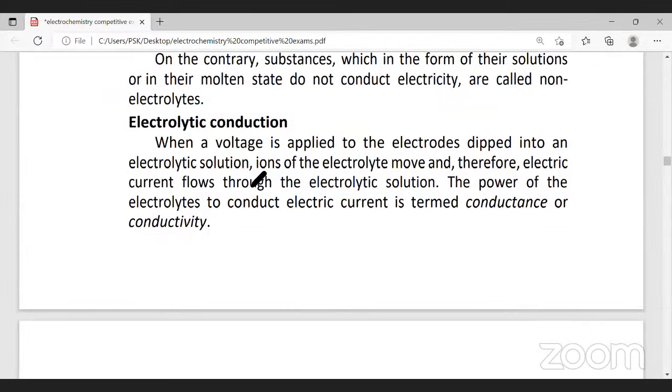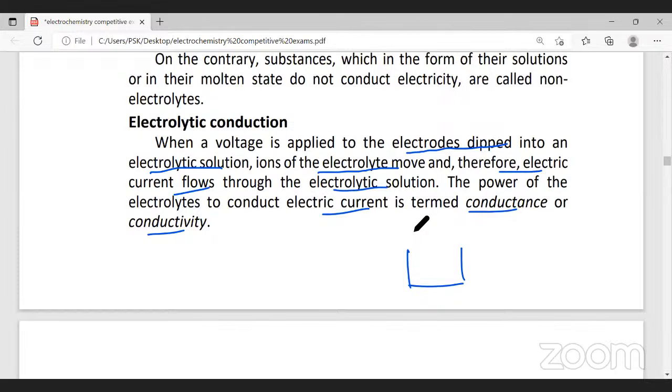Now, electrolytic conduction. When a voltage is applied to the electrodes dipped into an electrolytic solution, ions of the electrolyte move and therefore electric current flows through the electrolytic solution. The power of electrolytes to conduct electric current is termed as conductance or conductivity. Now, the simple experiment, we have done this.